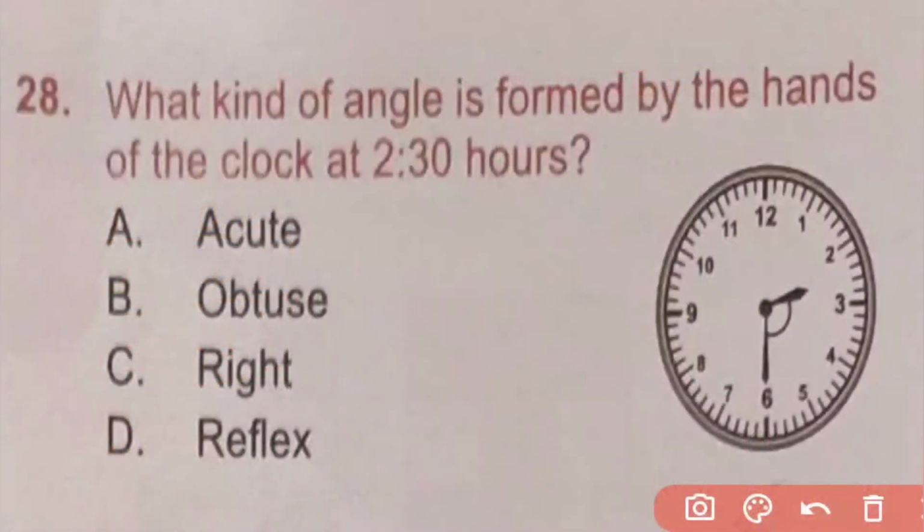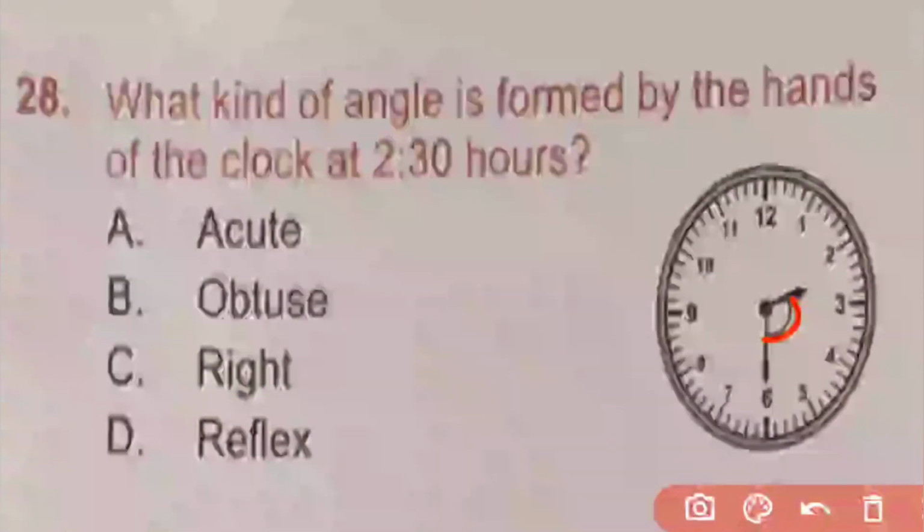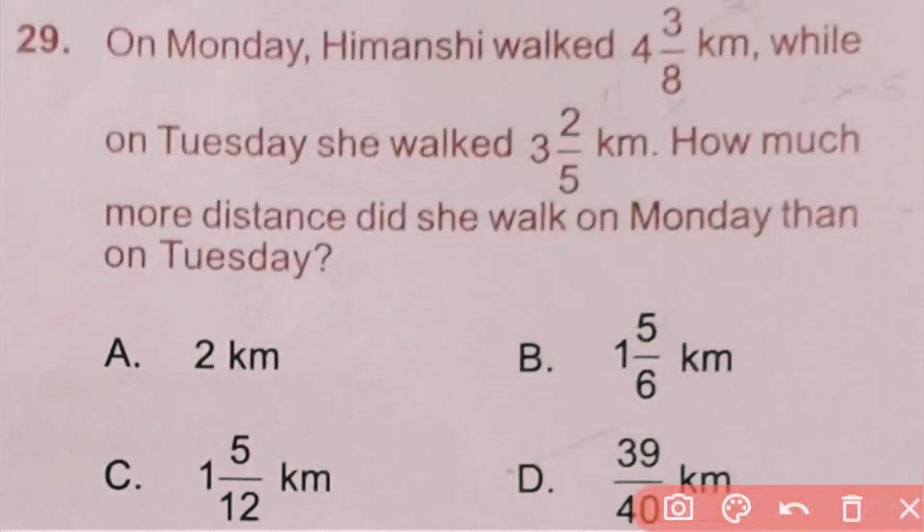Question number 28. What kind of angle is formed by the hands of the clock at 2:30 hours? So here this angle is more than 90 degrees. Means it is an obtuse angle. B is the correct answer.